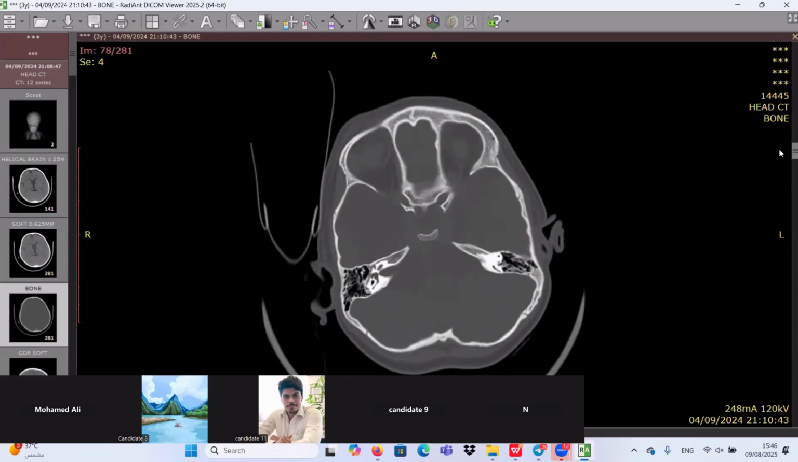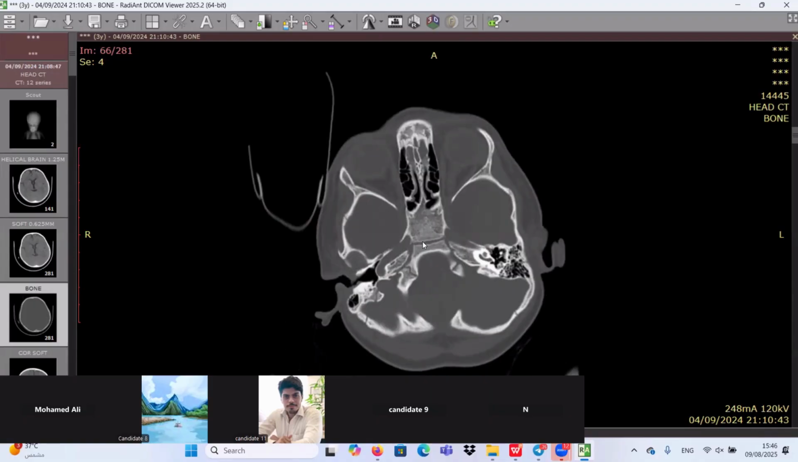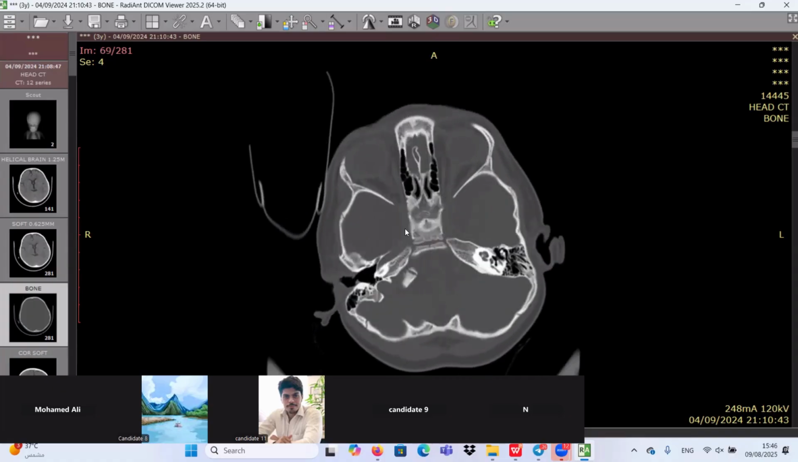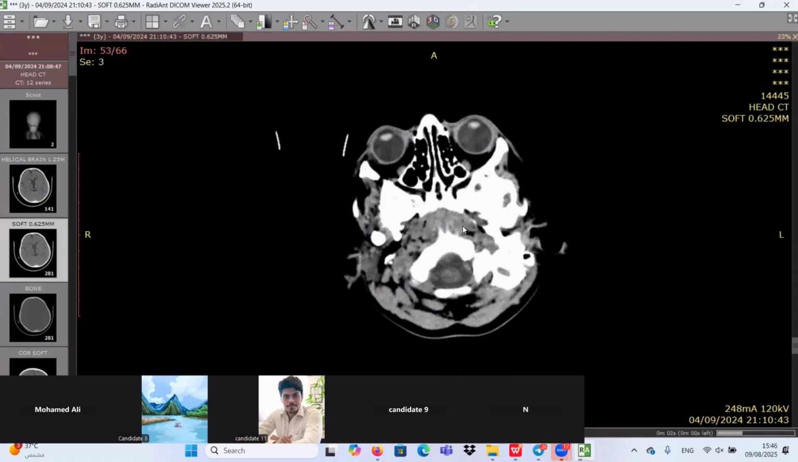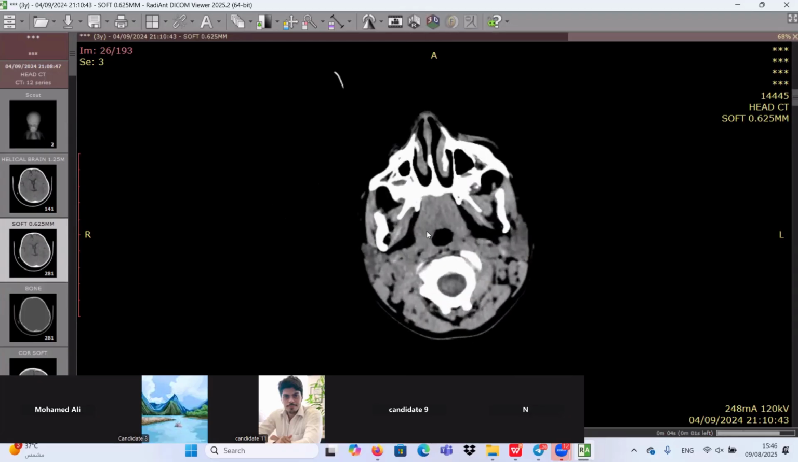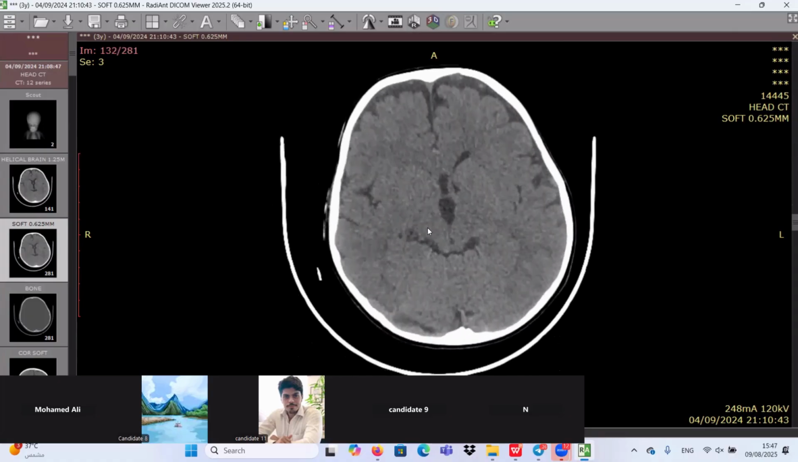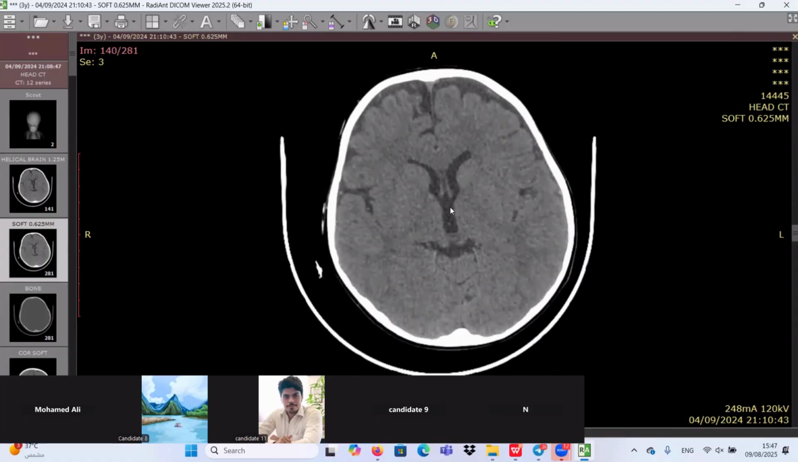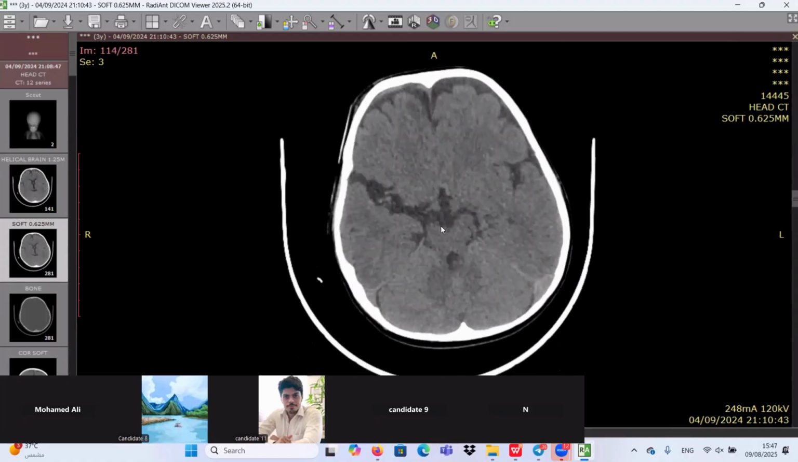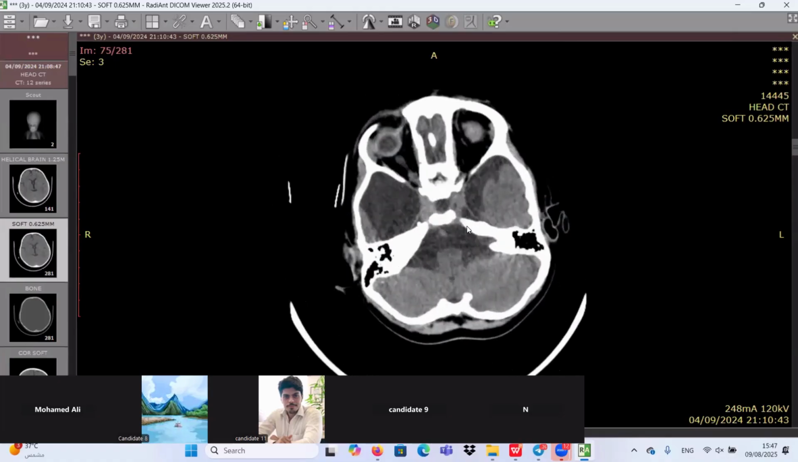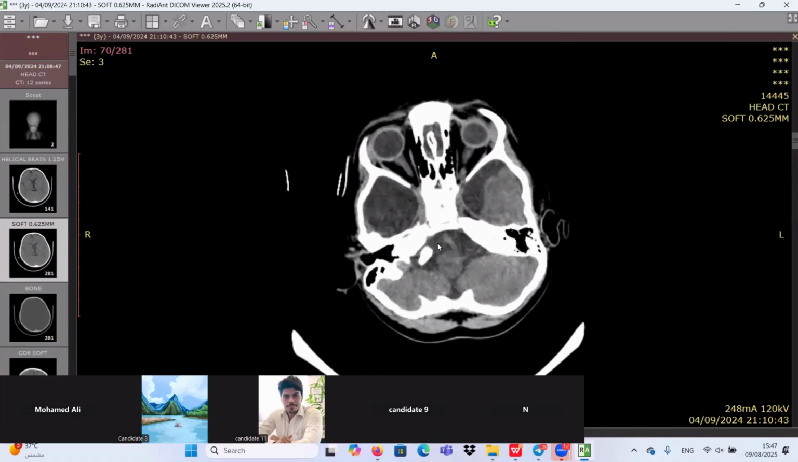The other differential diagnosis for these cystic lesions is epidermoid cyst. And MRI is very important to differentiate using FLAIR and diffusion weighted images. But I think it is more likely to be arachnoid cyst because this cystic lesion has CSF-like density, very similar to the CSF inside the ventricular system. So this one is most likely bilateral arachnoid cysts, larger on the right side.